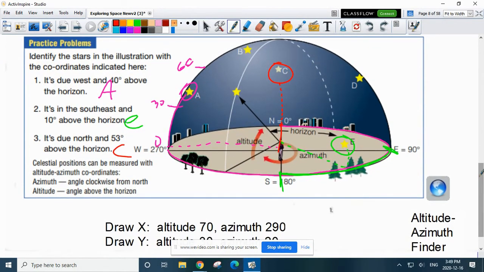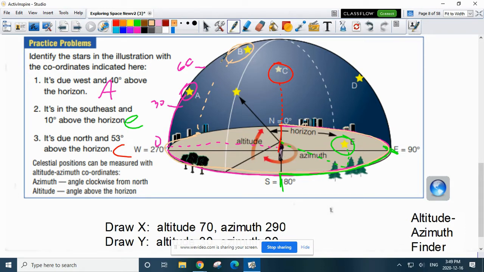a couple more. So we're going to draw where these ones are. Altitude is 70 and azimuth is 290. What color should I use for this one? Okay, so 290. So starting here, you're going all the way around. 290 is probably somewhere about there, roughly. And then it's 70 degrees up, so it's almost all the way up to the top. There it is. That's B. Well, B is actually where X is.